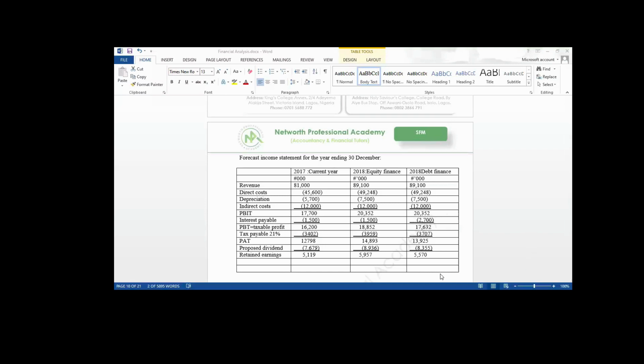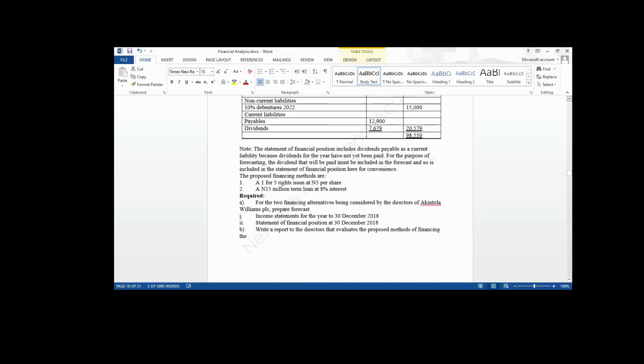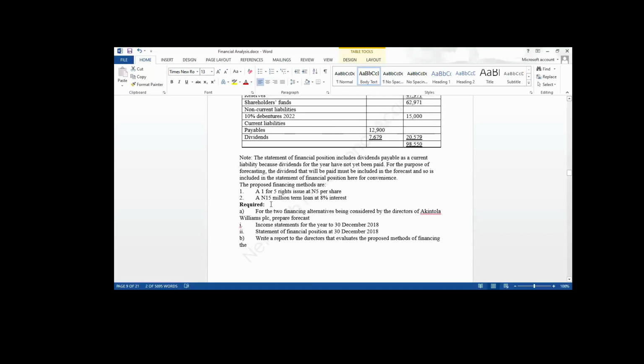Now let's go to it. What is the interest on new debt? Don't worry. Look at the new debt: 15 million naira term loan. Please compute 8% of 15 million naira. That is the new interest on new loan. 8% of 15 million naira. What do you have? 1.2.